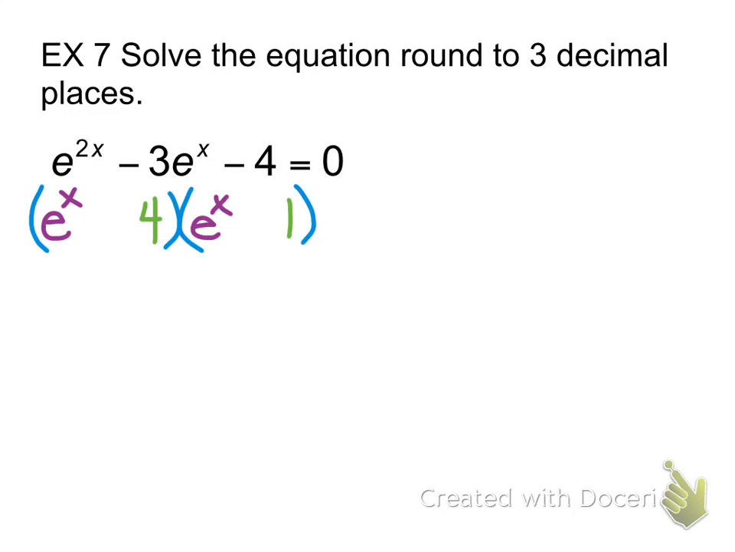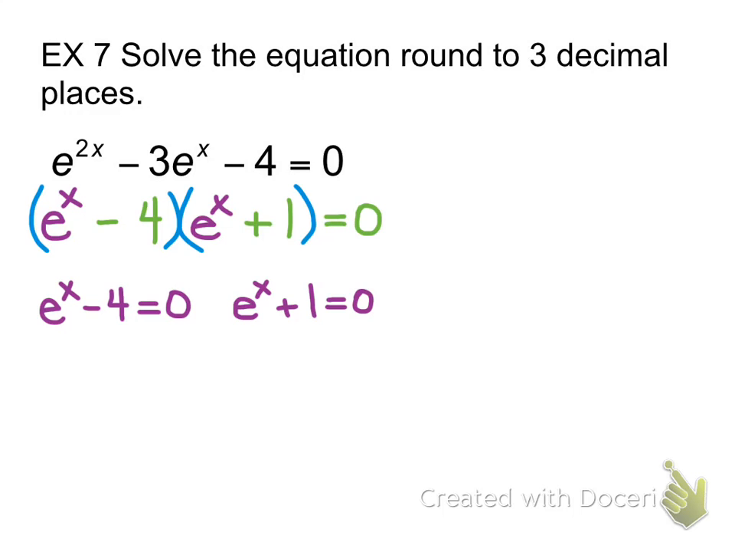And since 3 is negative in the middle, then I need my bigger number to be negative. And these are both set equal to 0. So now that I've factored, I can set both of these equations equal to 0 and solve from here. So for the equation on the left, e to the x minus 4 equals 0, I would add 4. So e to the x equals 4.